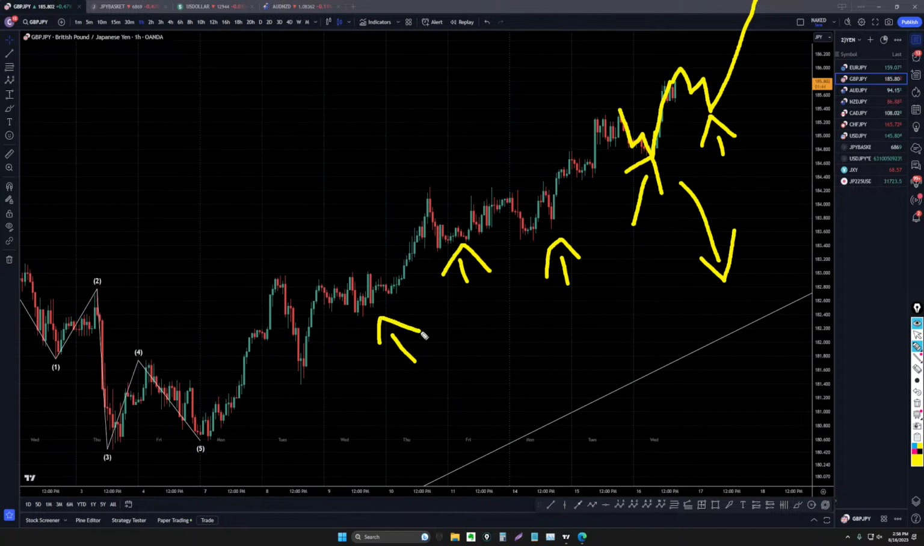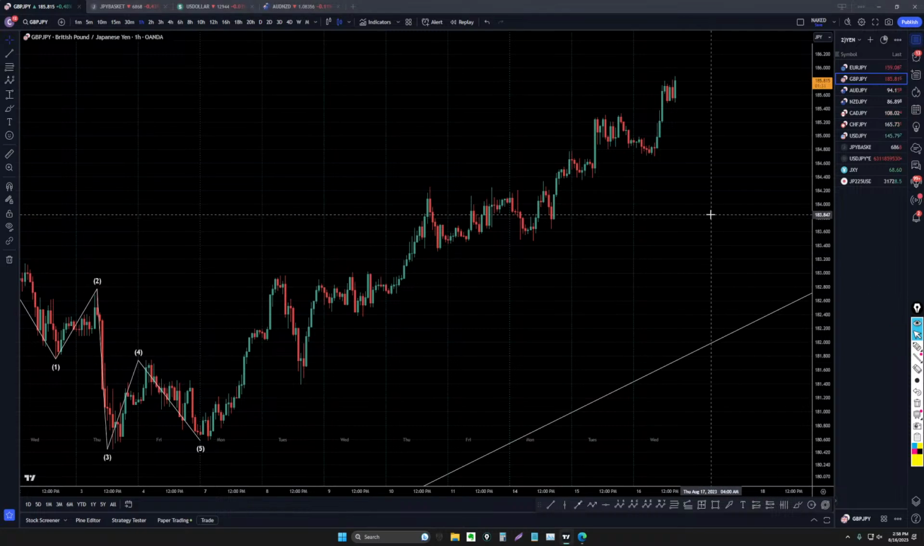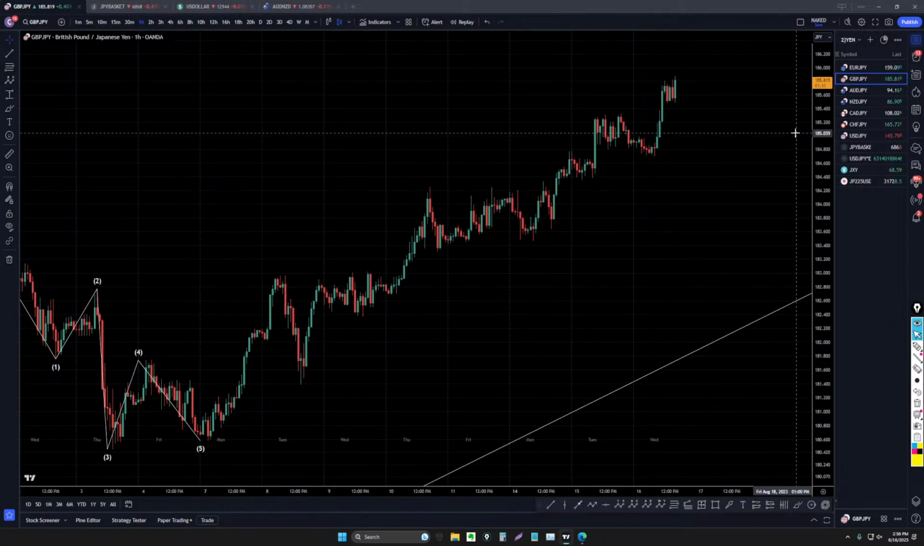I'm not too worried about the Bank of Japan because I can see just by looking at the charts that it's probably going to be at least several weeks, maybe even a month or more, before we really have to worry about the Bank of Japan stepping in and intervening with the currency.